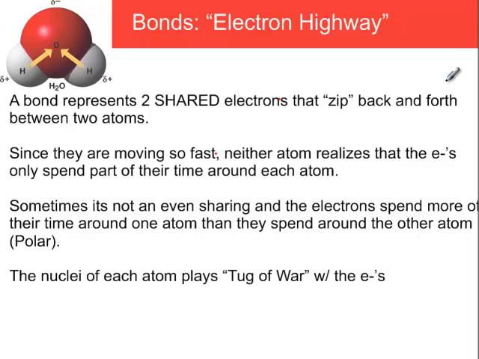So what we're going to look at now is how electrons are shared between atoms and how the sharing can actually produce entire molecules. So let's start off with the basics here. Let's just start off talking about the bonds. Now you can think of bonds as kind of an electron highway.